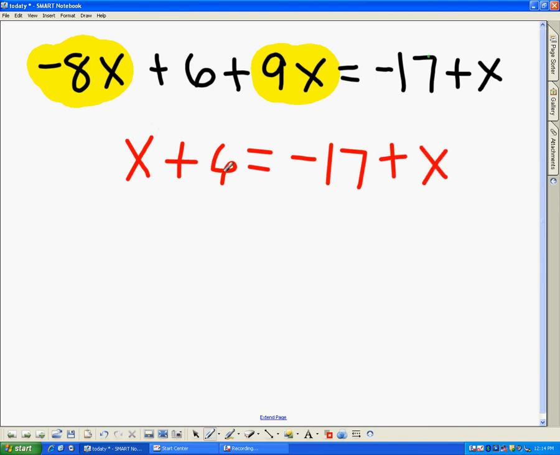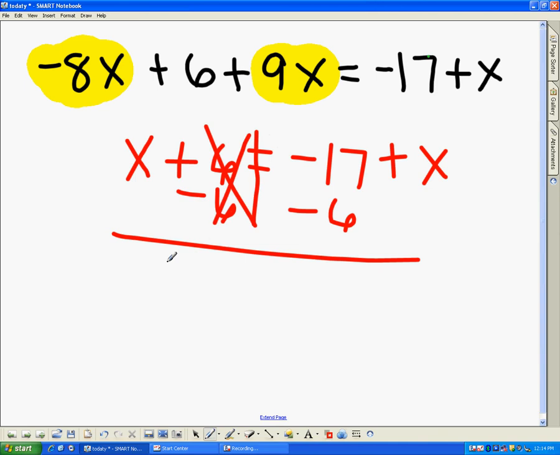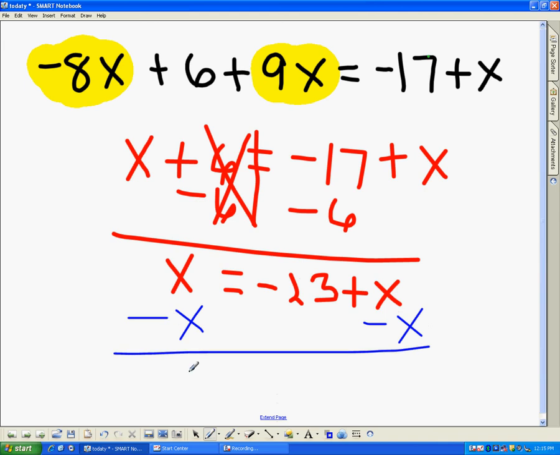So let's subtract 6 from both sides. It really doesn't matter, and I'll show you in a second why. But I can subtract 6 from both sides, and when I do that, I am left with x over here is equal to negative 17 minus 6, which is negative 23, plus x. Okay, now what I can do is subtract x from each side, and when I do that, I am left with 0 equals negative 23. 0 is not equal to negative 23. That's a contradiction. So therefore, there is no solution to this equation. Okay?